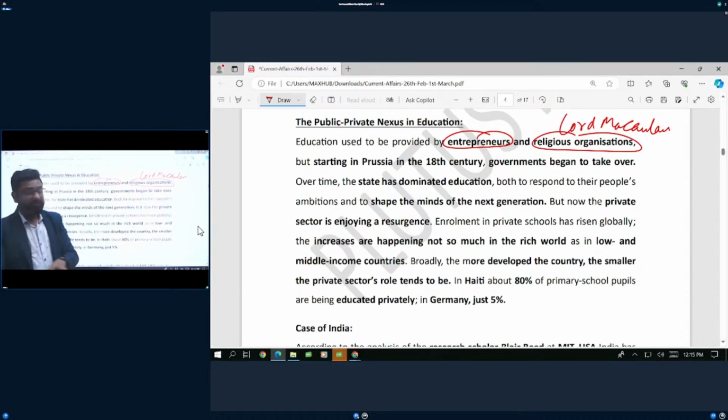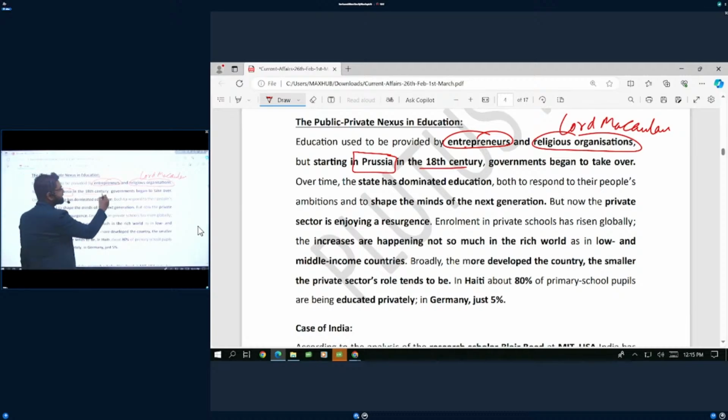Clear this much? So initially the education in the world was provided by entrepreneurs and religious organizations. Example in India was madrasas and mutt and ashrams. But Prussia में बदलाव आता है. Prussia is the earlier name of Germany. Prussia expanded and became Germany.